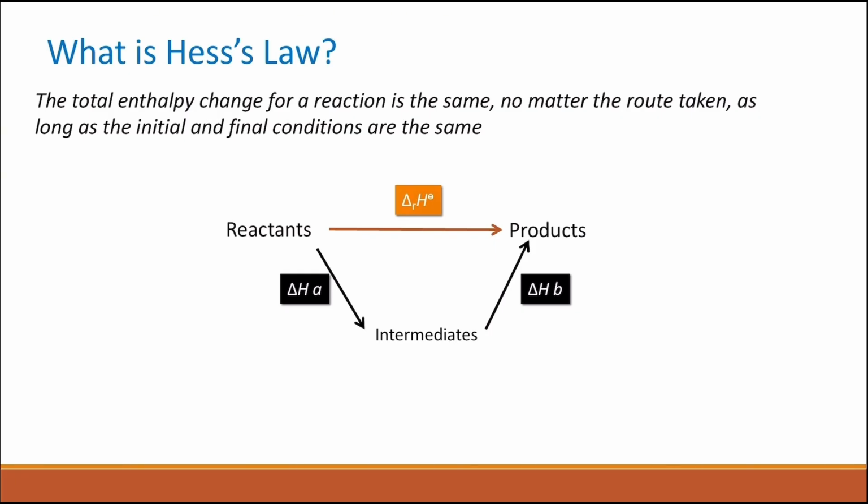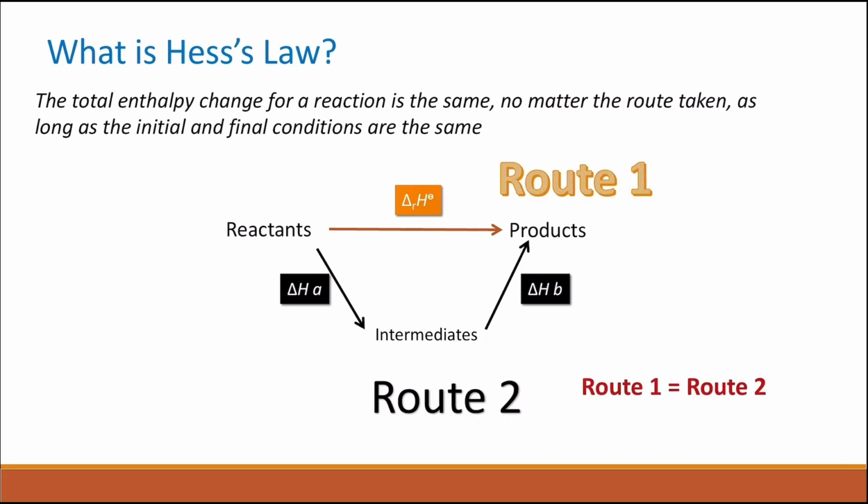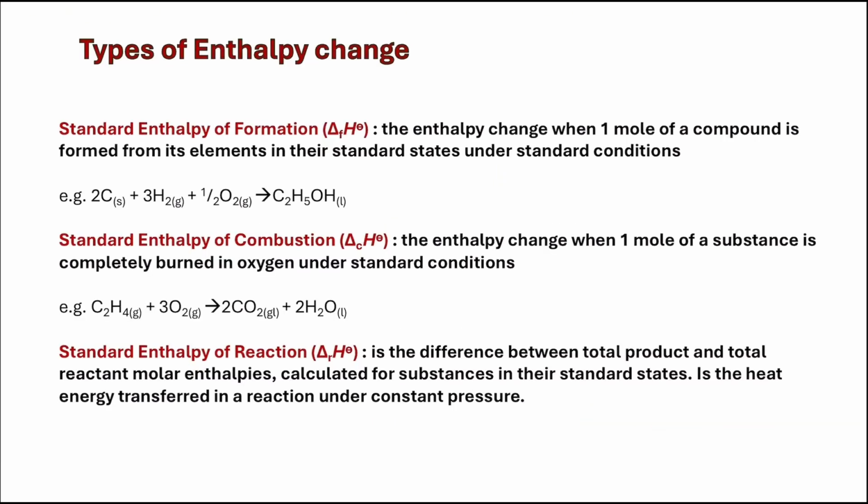Now we have 2 different routes. The total of route 1 will equal the total of route 2. Route 1 will be the one in one direction, as we see from the arrows. This is the orange one. Route 2 will be the 2 steps which go together in the opposite direction to route 1. So the total of the enthalpy change of route 1 will equal the total of the enthalpy change of route 2. If we have any of these missing, we can rearrange our equation to find the missing enthalpy change.